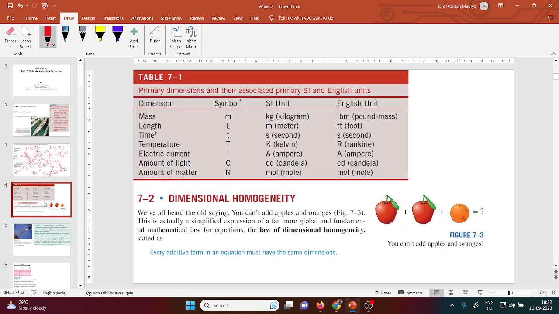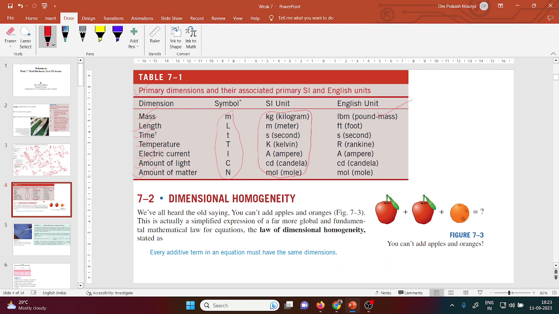We'll move on to some basic concepts. As you know from the very basics, your 11th class, the primary dimensions are these. There are 7 primary dimensions: mass, length, time, temperature, electric current, amount of light, and amount of matter. This is the representation of symbol, and these are the SI unit and the English unit. So basically we follow the SI unit generally in India.